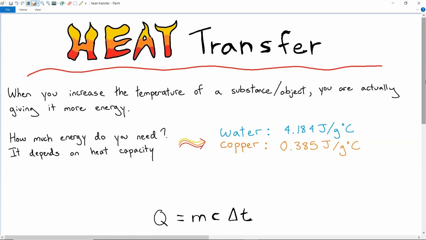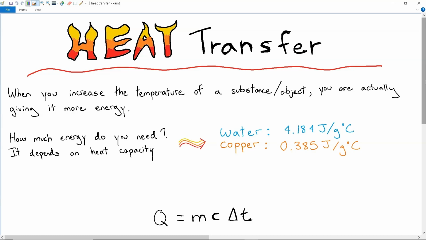Today is going to be all about heat transfer, which is a topic that you'll find in both physics and chemistry courses. I'm going to look at it more from a physics lens, but the concepts are always applicable to either course. All right, so we know what heat is.